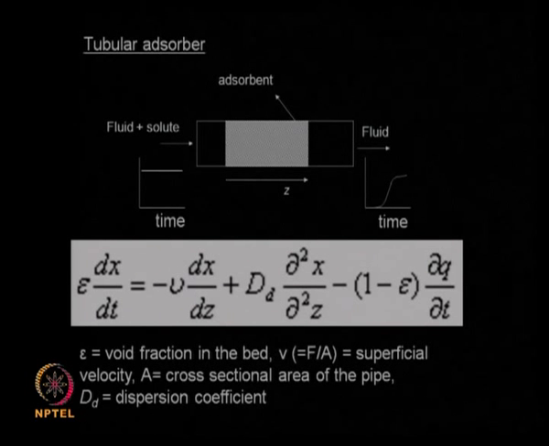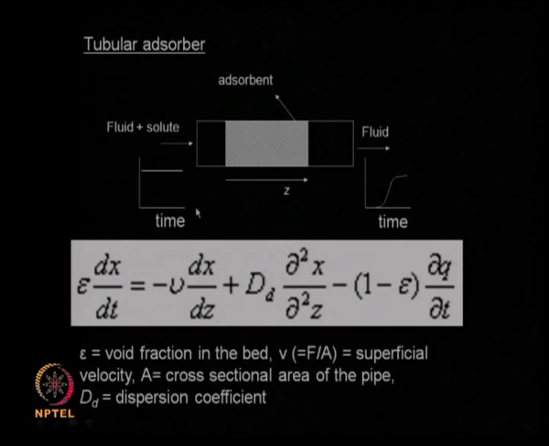Okay, now we looked at a batch process, then we looked at a stirred tank continuous process. Let us look at a tubular continuous process. That means you have a long tube and the adsorbent, that is the solid, is packed inside the tube, and the fluid with the solute flows in. As it travels the solute gets adsorbed and the fluid leaves with less of the solute present. So you can have a very long column, you can have very short columns depending upon the efficiency of adsorption as well as the capacity of the adsorbent to adsorb the solute.